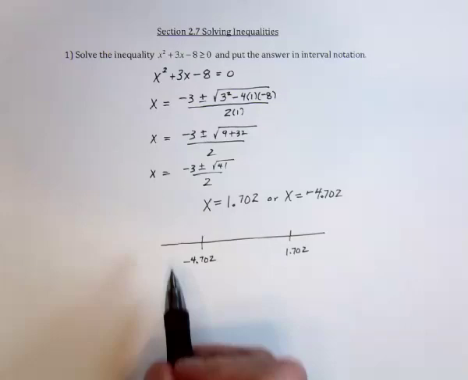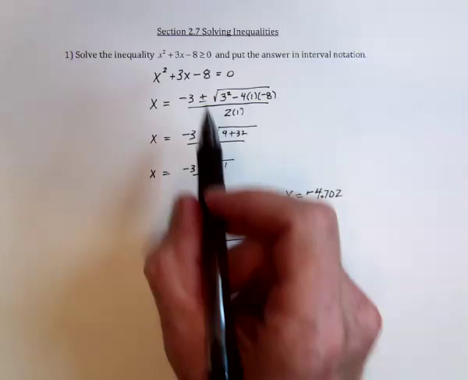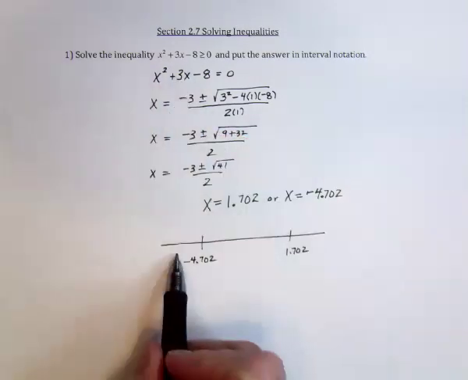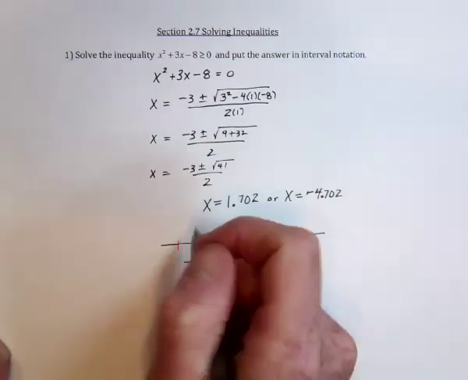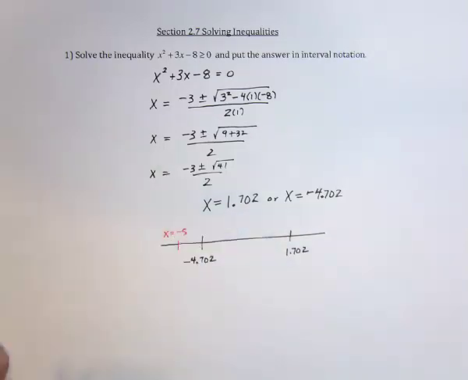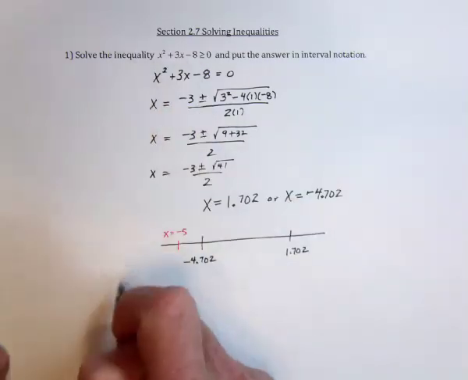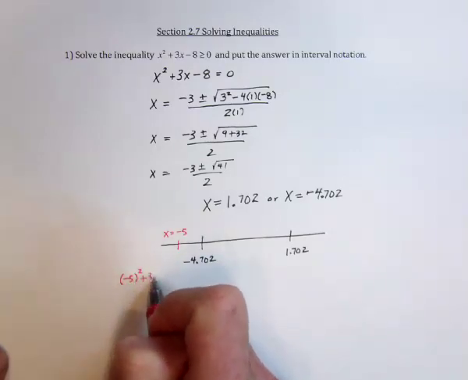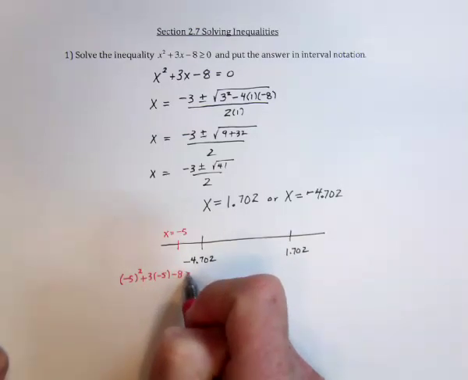So what we need to do is, for each interval, pick a number and test it in this original inequality. Over here to the left of negative 4.702, I could use a negative 5. So x equals negative 5 is what I'm going to test in the original inequality. So we've got negative 5 squared plus 3 times negative 5 minus 8. Is that bigger than or equal to 0?